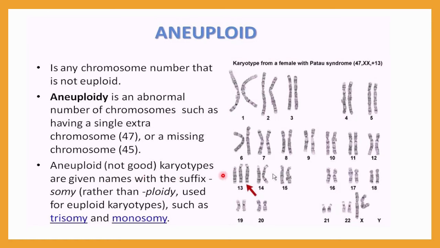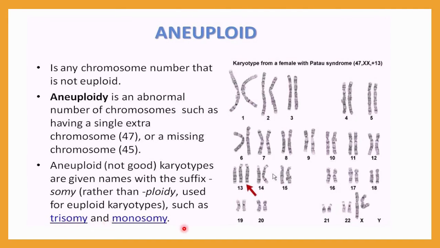Karyotype is the study of chromosomes, and the aneuploid karyotype is given here. So this is an abnormal karyotype, you can say. Names are given with the suffix somy. Rather than ploidy, for the karyotype you must use the suffix somy, such as trisomy, monosomy. Suppose here 3 chromosomes are there, it is considered trisomy. Suppose here 2 is deleted, only 1 is there in case of this 13, then it is called monosomy. So if you want to explain aneuploidy, the somy suffix will be given.